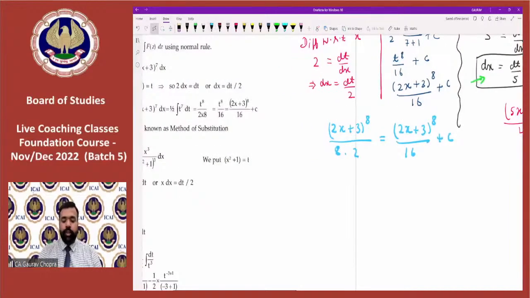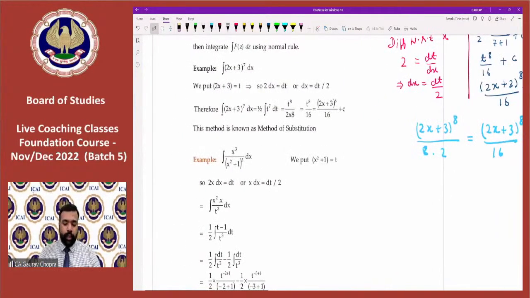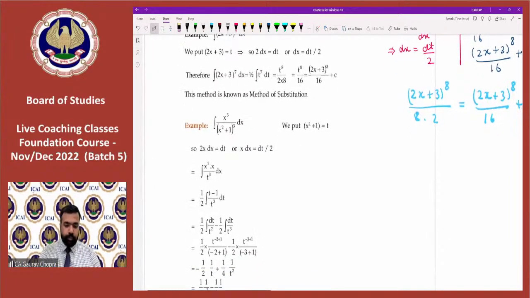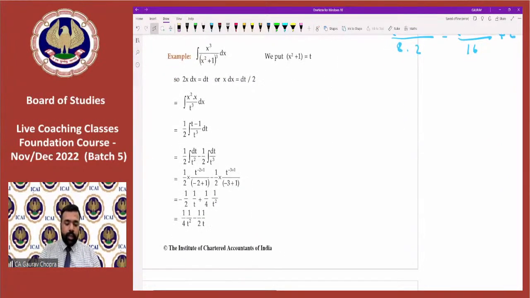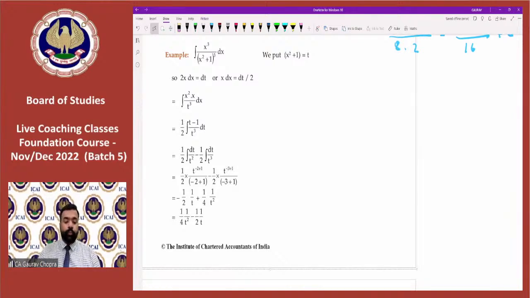So this method was substitution, and after that we had applied the shortcut as well. Now let us try one more question. Integration of x cube divided by (x square plus 1) whole to the power of 3, dx.